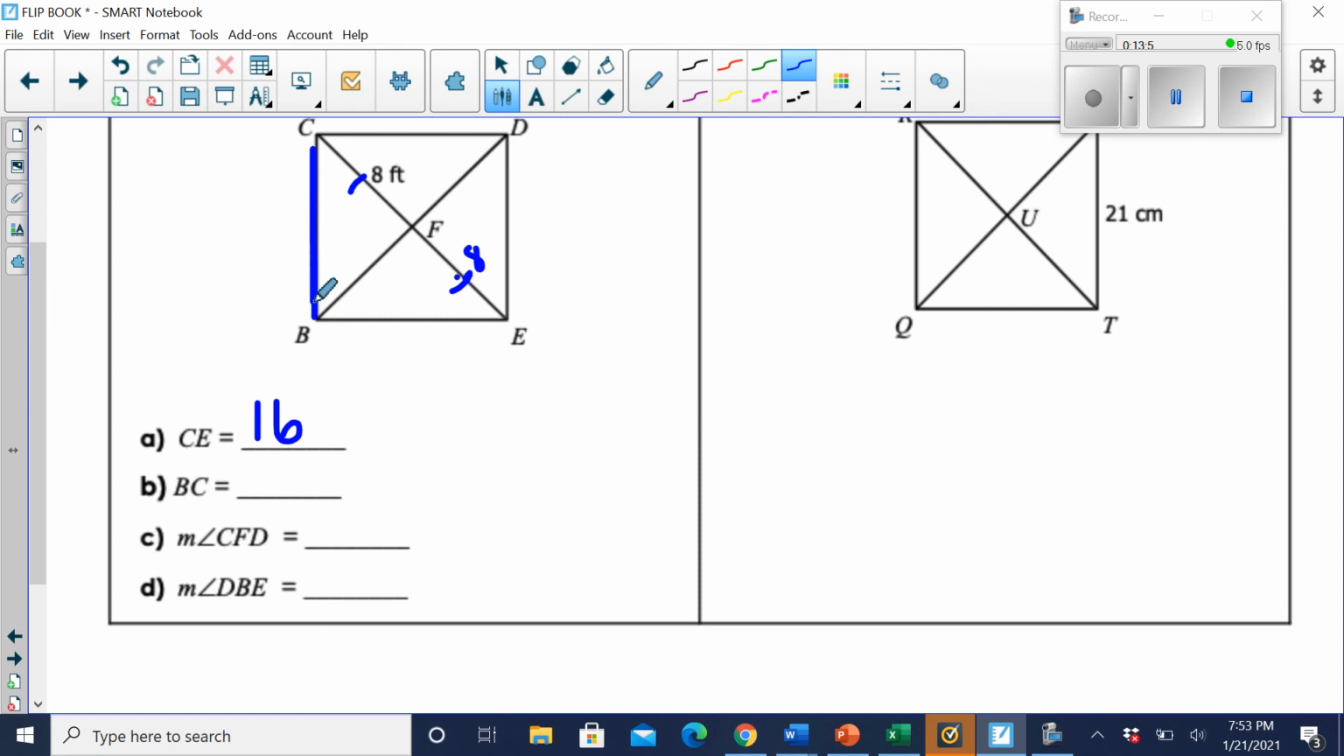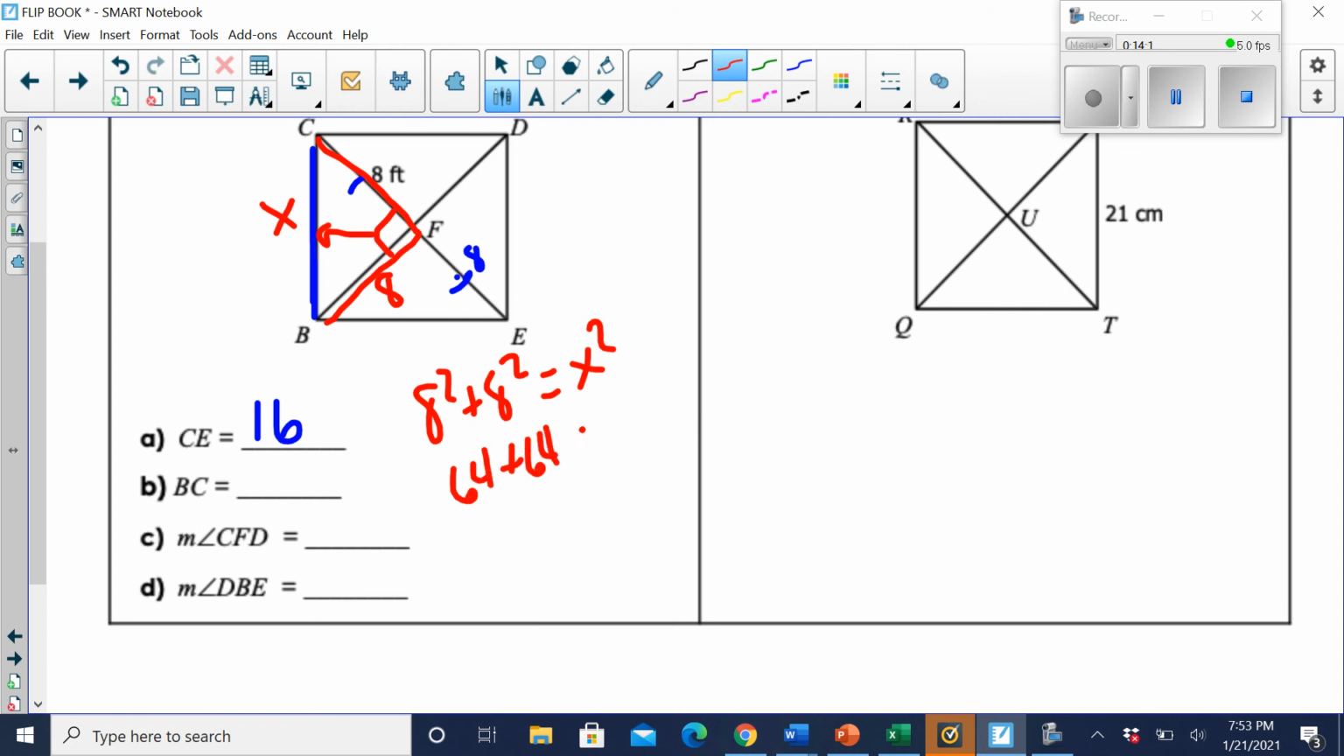Ooh, kind of tricky. Let's use that Pythagorean theorem again. Okay, so we've got a right angle right here. The sides of these triangles are 8. Remember, the hypotenuse has to go at the end. So we're going to say 8 squared plus 8 squared is equal to x squared. It's going to give me 64 plus 64 equal to x squared. Now I have 128 is equal to x squared. If I take the square root of both sides, what is the square root of 128? You guys are probably faster than me on your calculators. So the square root of 128, I got 11.3. Boom, boom, boom.